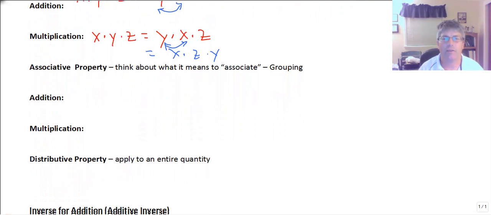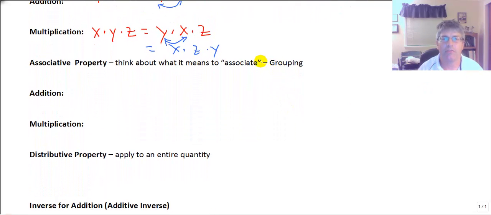The associative property. Now I want you to think grouping. You know, who are your associates? Who do you hang out with? The associative property is grouping. So a little bit different than the commutative property. And we have an associative property with respect to addition and multiplication. So we'll work with our x, y, and z again.